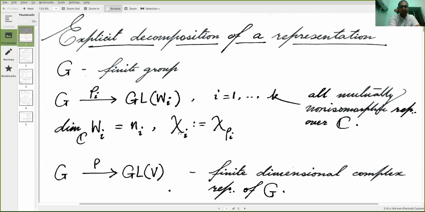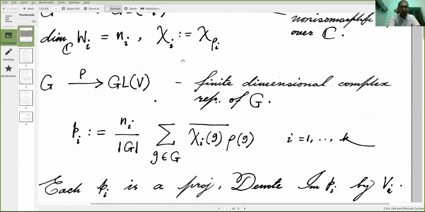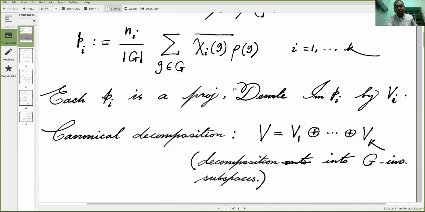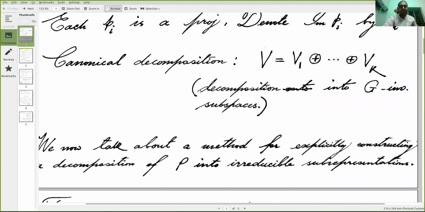So now for any representation (V, rho) of G, one can define the following operators pi i for each i in 1 up to k. And in the class, we have seen that these pi's are projection operators. Let Vi denote the image of pi i. Then we have the decomposition V equals the direct sum of V1 to Vk. This is called the canonical decomposition of V. So all these Vi are in particular G-invariant subspaces. So this is what we have already seen in the class.